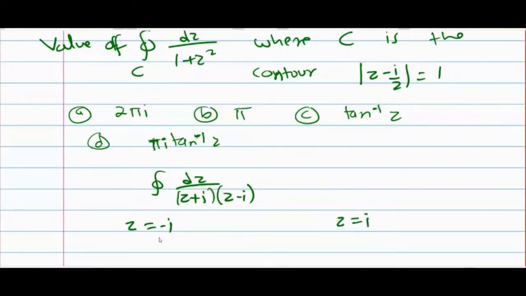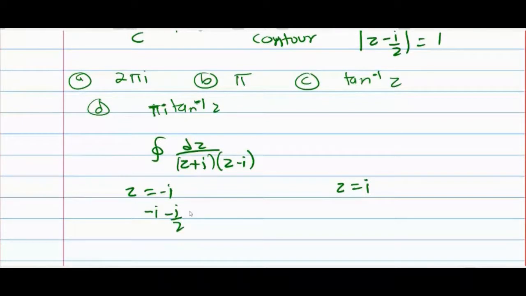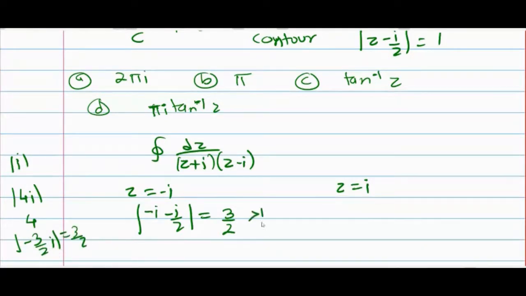So we will check whether these are inside or outside. In place of Z, put minus I. Minus I minus 3 by minus I by 2, that means minus 3 by 2. And because of the mod, it becomes 3 by 2. Magnitude of I is 1. Magnitude of 4I is 4. Magnitude of minus 3 by 2 I is 3 by 2. It is greater than the radius, so this point is outside.